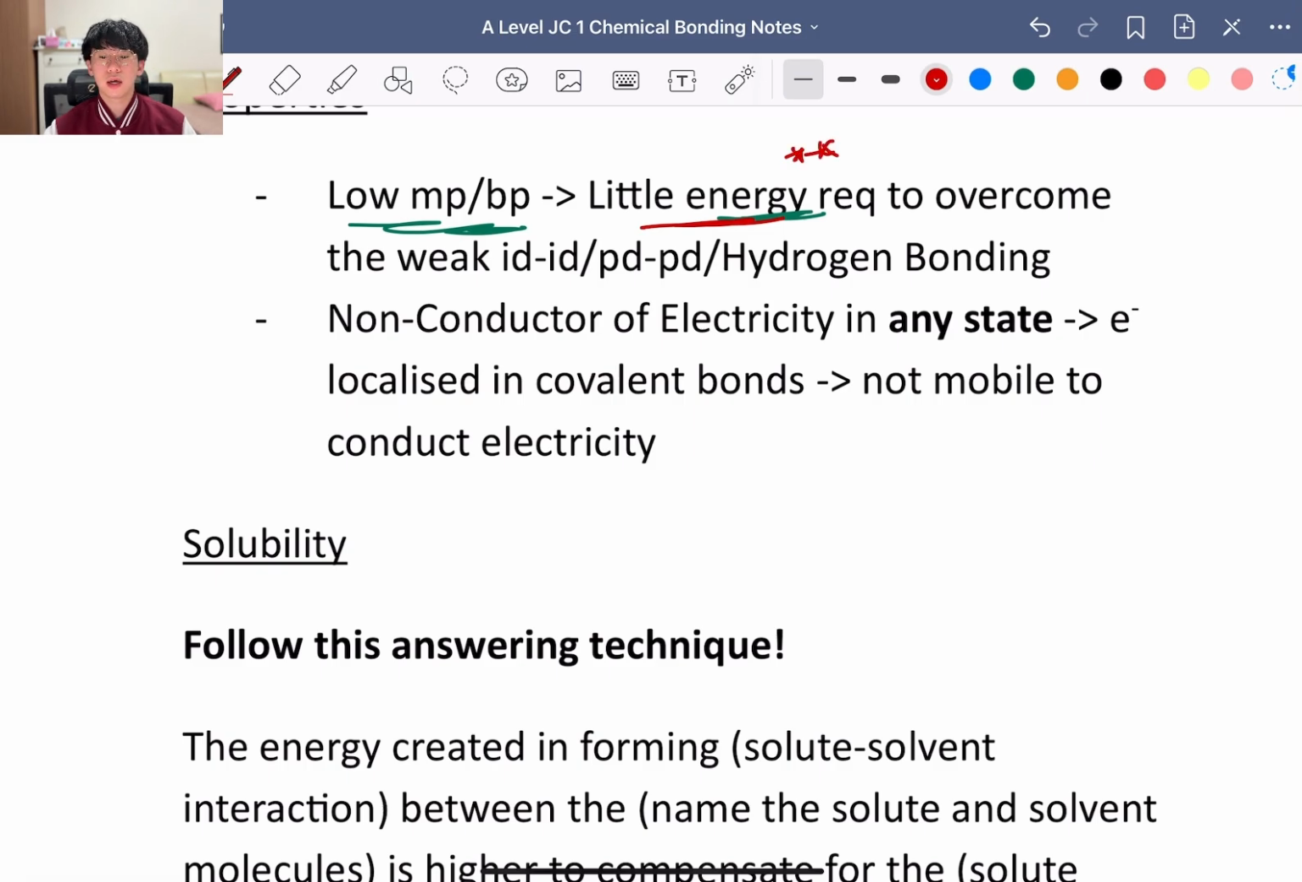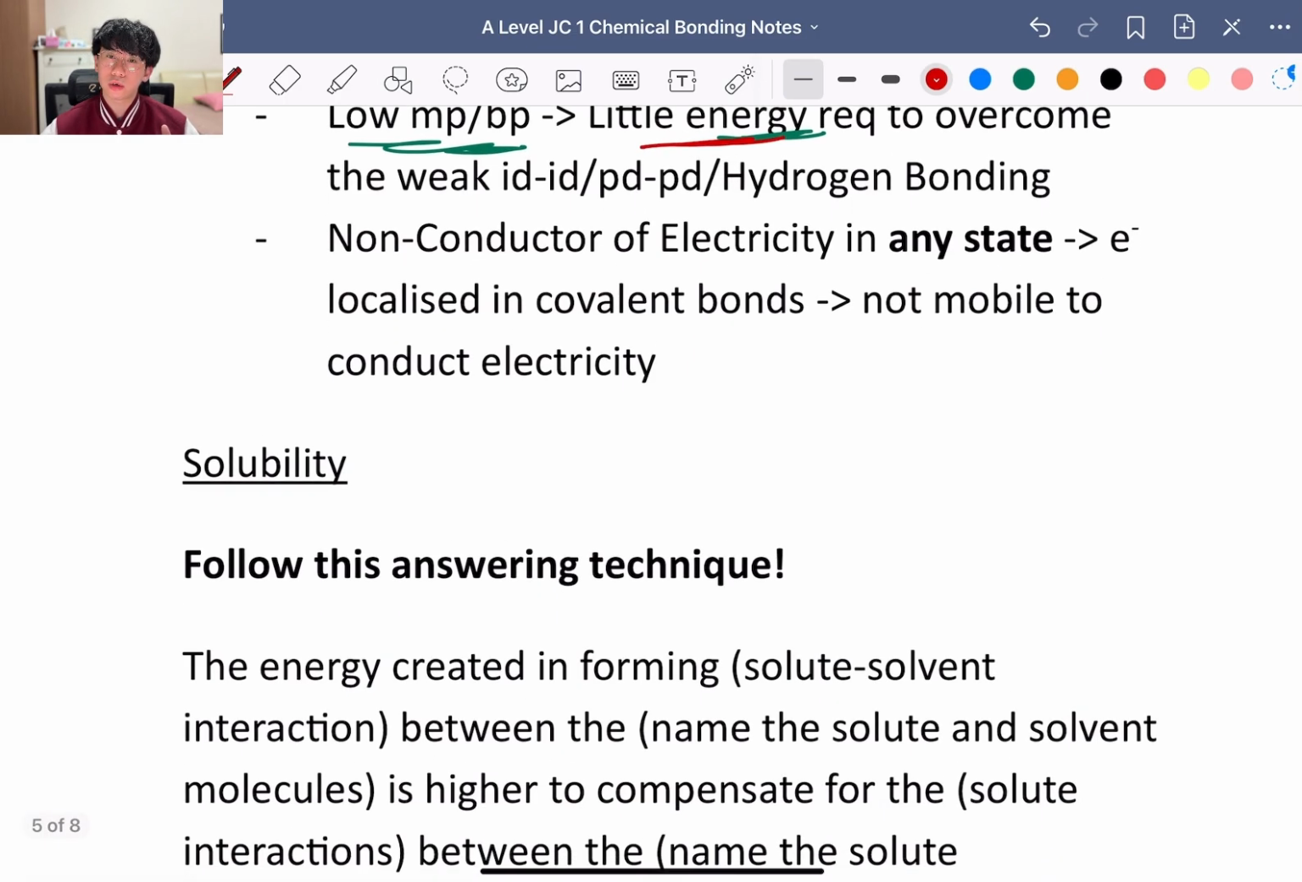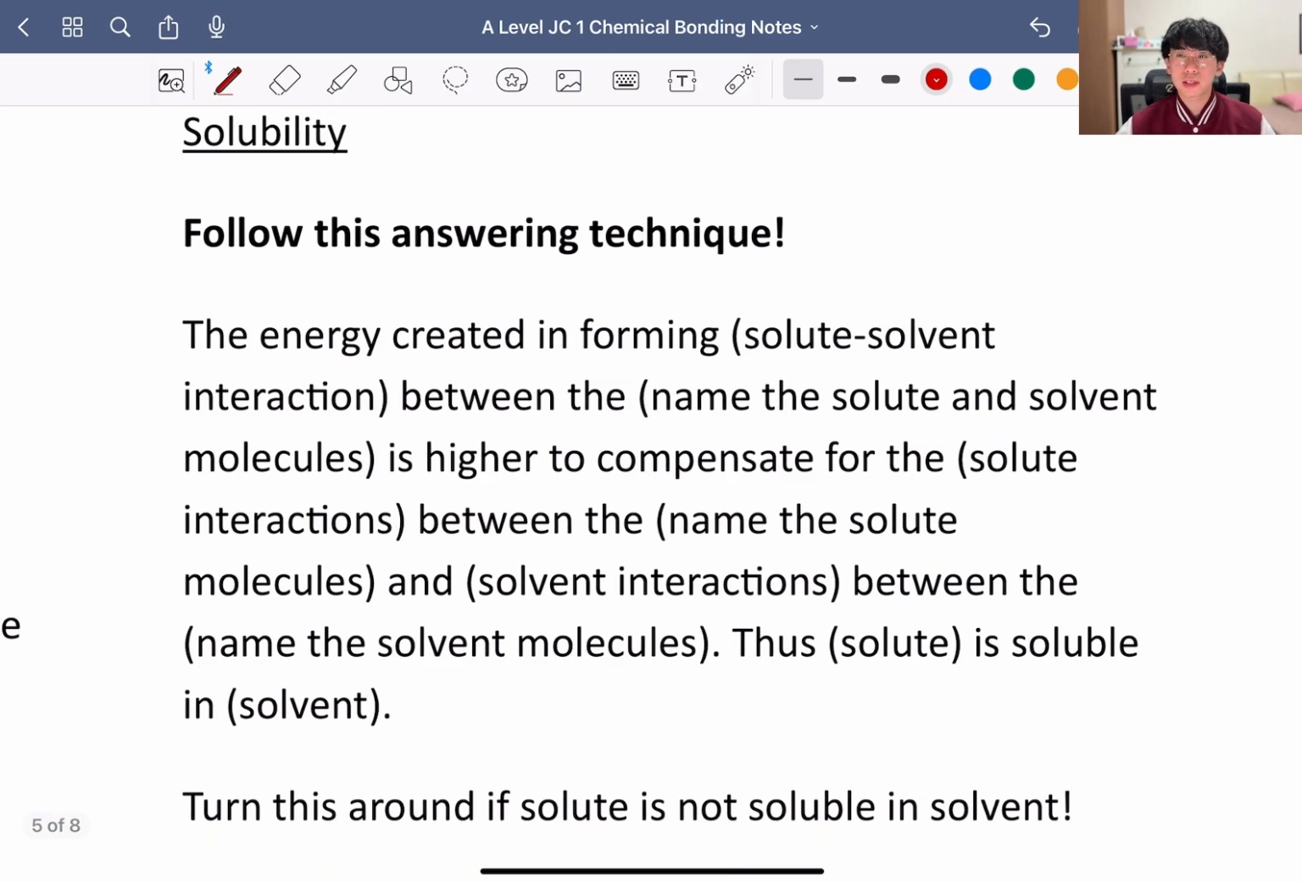This is very good. And then it is also a non-conductor of electricity in any state because your electrons, again, do take note of this answering technique, are localized in your covalent bonds. So because of that, you don't have any roaming electrons or any mobile charge carriers, right? So when we look at conducting electricity, we want to look at mobile charge carriers.